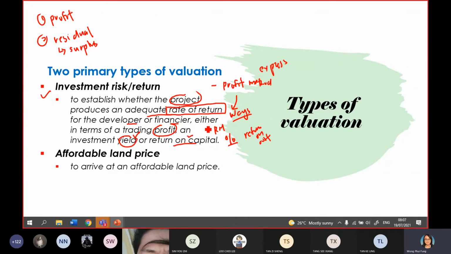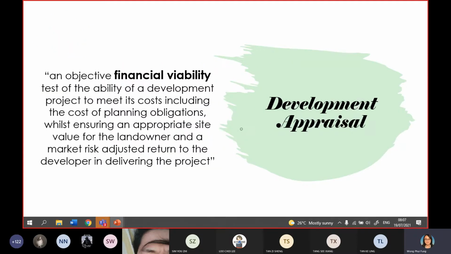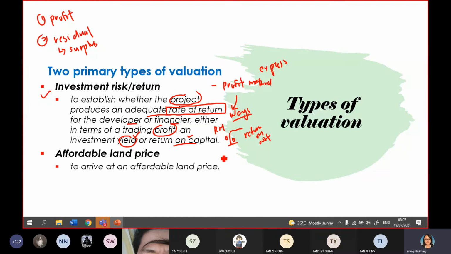All right. So the first one is we want to know how much profit can be generated and what profit we can express in percentage, either 20%, 30%. It can be expressed in terms of yield, in terms of return on capital, or in return on cost. As I said just now, there is no fixed or correct way. It just depends on the company preference and their objective. So that is the first one, the profit method.